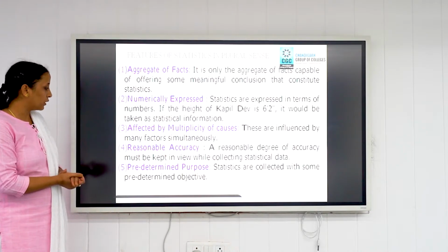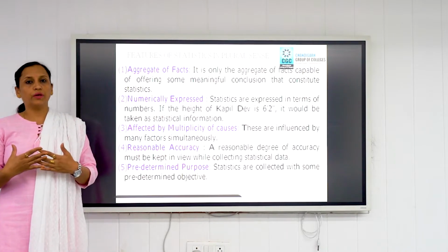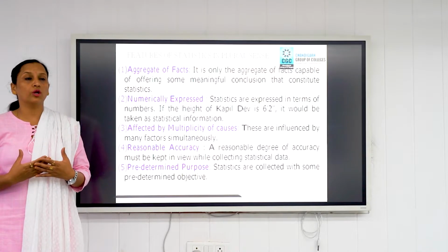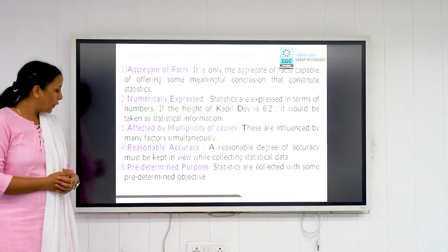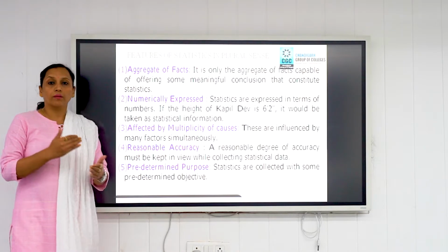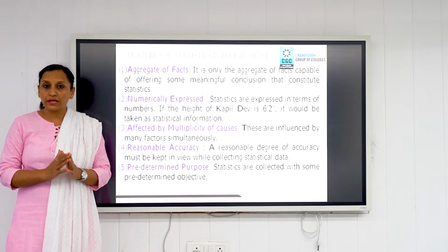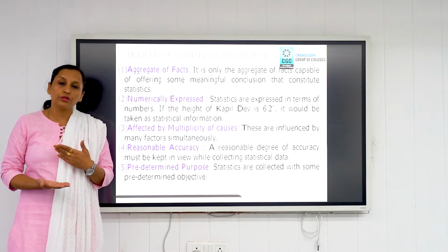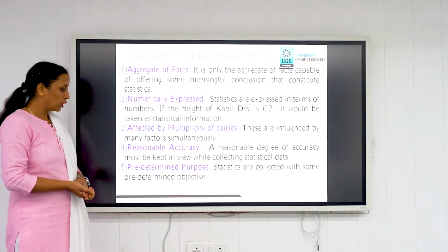And then reasonable accuracy. While we collect the data, our data should be accurate. If our data is not accurate, then we cannot find the correct result through our data. And then predetermined purpose. Before collecting the data, we have to specify our objectives: why we are going to collect the data and for what purpose. So this is the predetermined purpose.